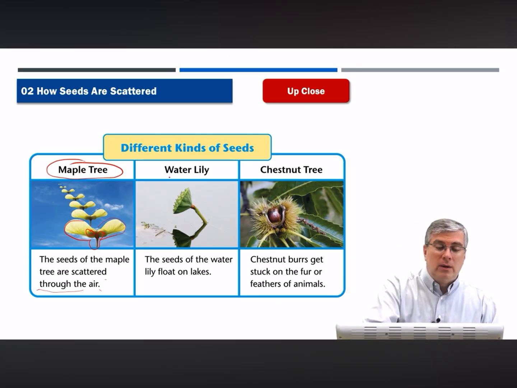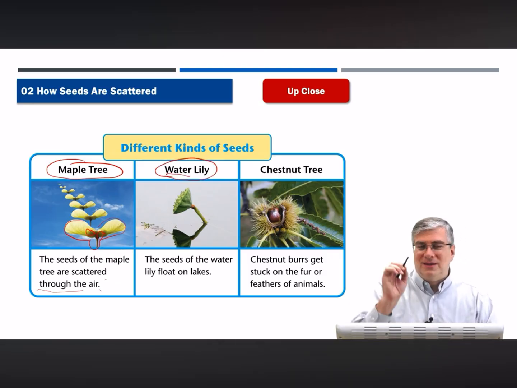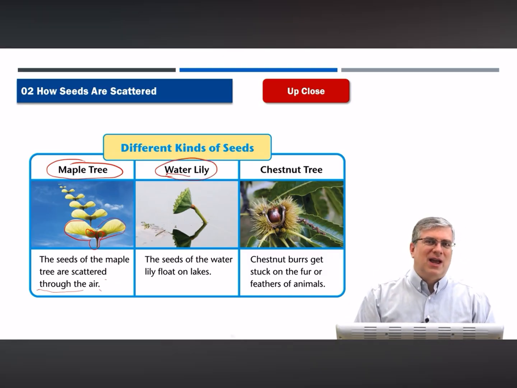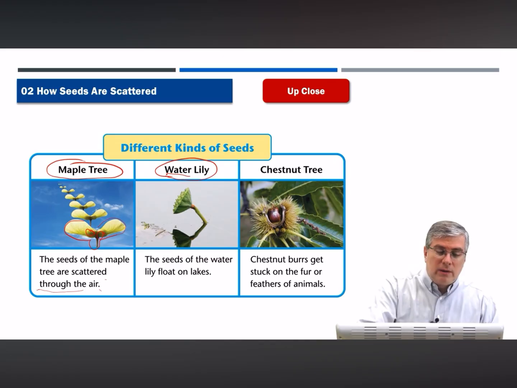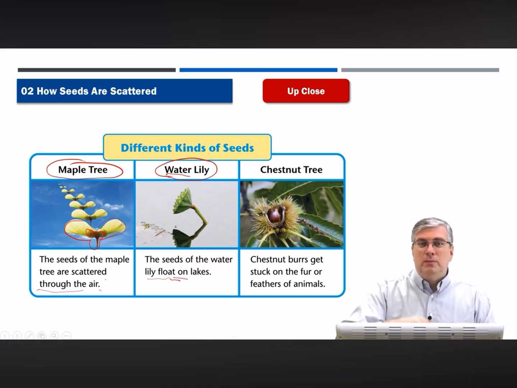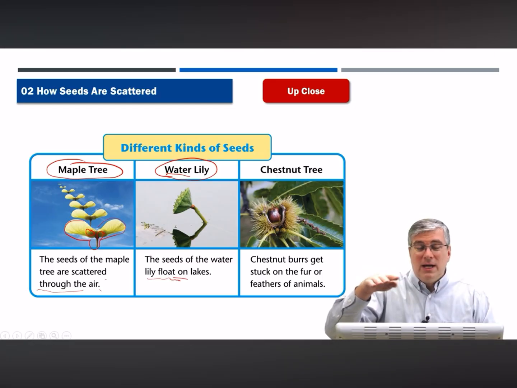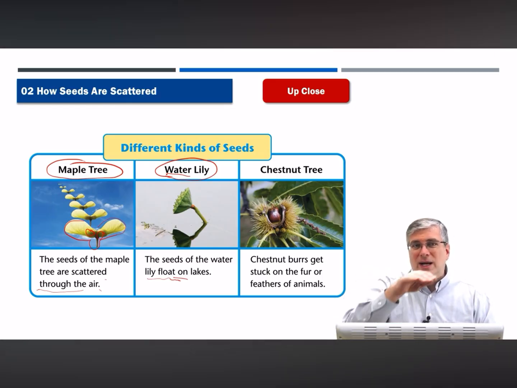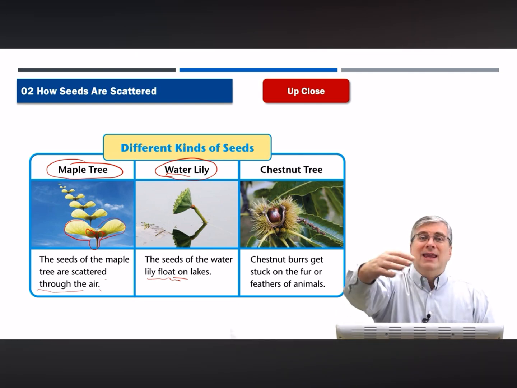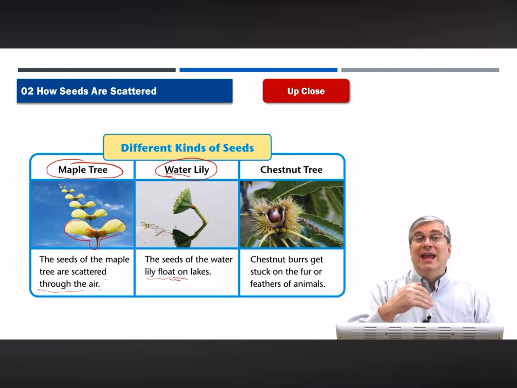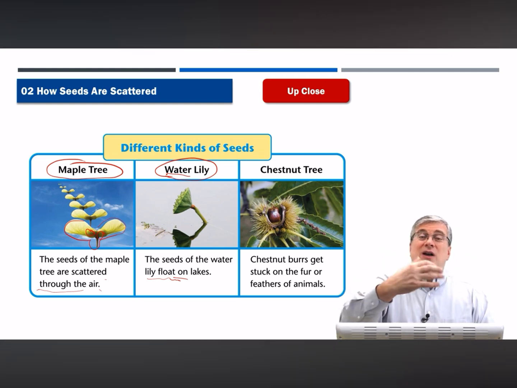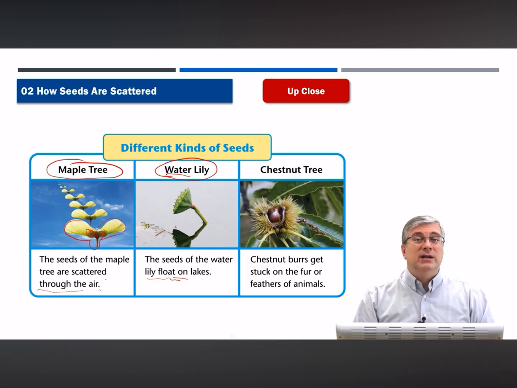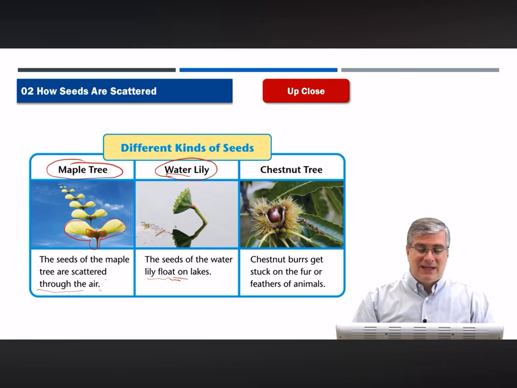Next, we have the water lily. And water lily, we can see right away, okay, those seeds are scattered by water. But the water lily has seeds that float on lakes. Float means to stay at the surface of the water. So the seeds will stay at the surface of the water. If they sink, they'll get stuck on the bottom, right? So they stay on the surface of the water and they can move to different parts of the lake or even down rivers to other parts or other areas of land. And that's how the water lily will spread its seeds.